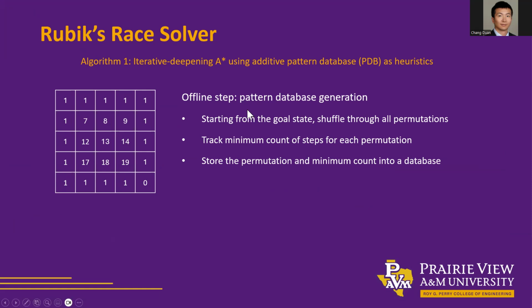So basically, for the pattern database generation, we start from this goal state and shuffle through all the permutations and track the minimum count of steps for each permutation. And we store the permutation and the minimum count into a database. So this becomes the heuristics when we are doing the online search.